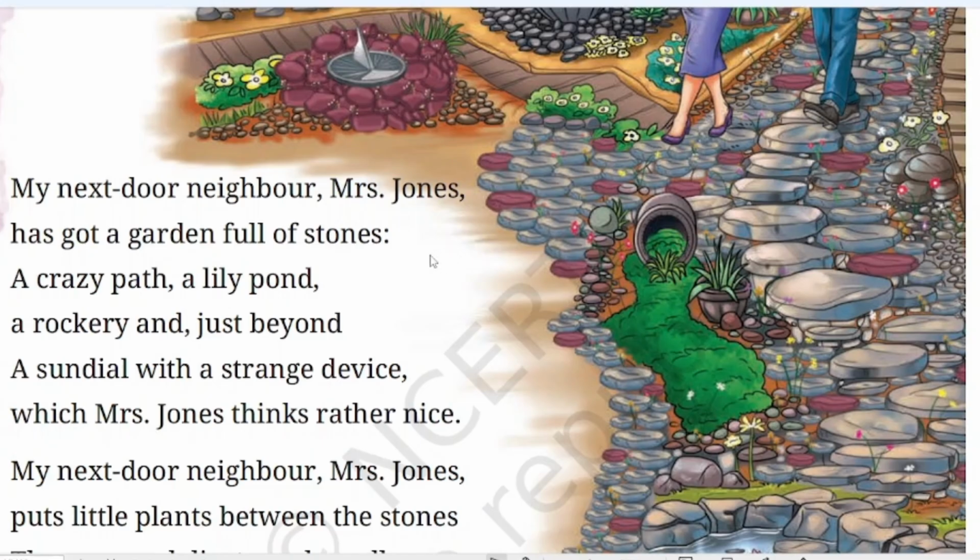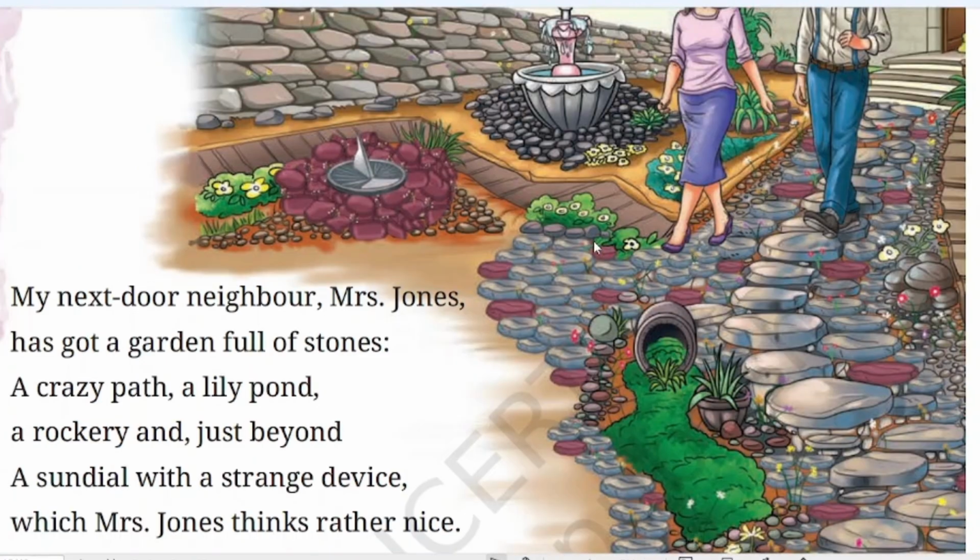There's also a lily pond and a rockery. Rockery means a decorative arrangement of rocks with plants. Okay, rocks with plants we can see. So she's having a rockery. Rocks are arranged here, and here and there some plants are also there. Beyond that, there is a sundial. What is sundial? A device to tell time using the sun. Okay, so this is the sundial. When the sun is there in the sky, it shows the time.